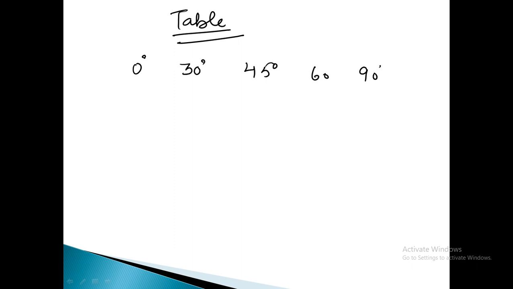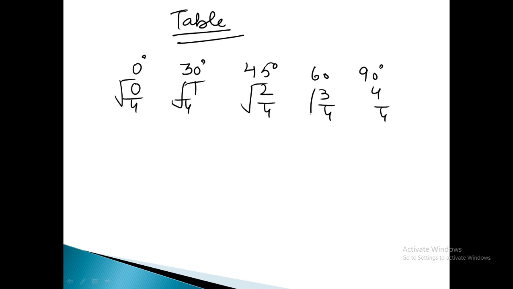And last I will discuss with you trigonometry's table. And the table will be made by yourself: 0 degree, 30 degree, 45 degree, 60 degree, 90 degree. First of all, you have to write here 0, 1, 2, 3, 4. Then divide each number by 4. And then calculate the square root. Calculate its square root. You will find 0, 1 by 2, root 2 over 2, root 3 over 2, and 1.